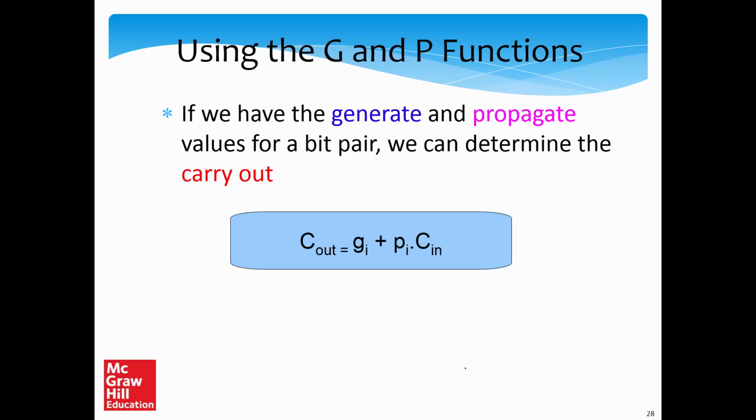So let's use the generate and propagate functions for a bit pair. The carry out is equal to GI plus PI dot C in, where plus means an OR and dot means an AND. If GI is true, then a carry out is definitely being generated. Otherwise, the carry input is true and the propagate is true. So there are only two ways that Cout can be 1. Either the block is generating a carry, or the block is propagating a carry and the carry input is 1. So it is Gi or Pi and carry input.